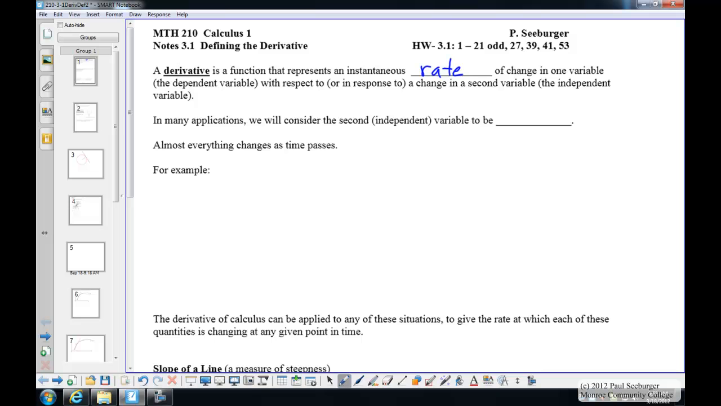Or, as we'll see, in many real-life applications, that second independent variable ends up being something. What do you think changes? Causes other things to change. As it changes, lots of stuff changes. Time, that's right. So in most applications, although there are a lot of exceptions to this, time is the independent variable. As time changes, almost everything changes, right? I guess I gave it away if you looked at the next sentence. So almost everything changes as time passes.